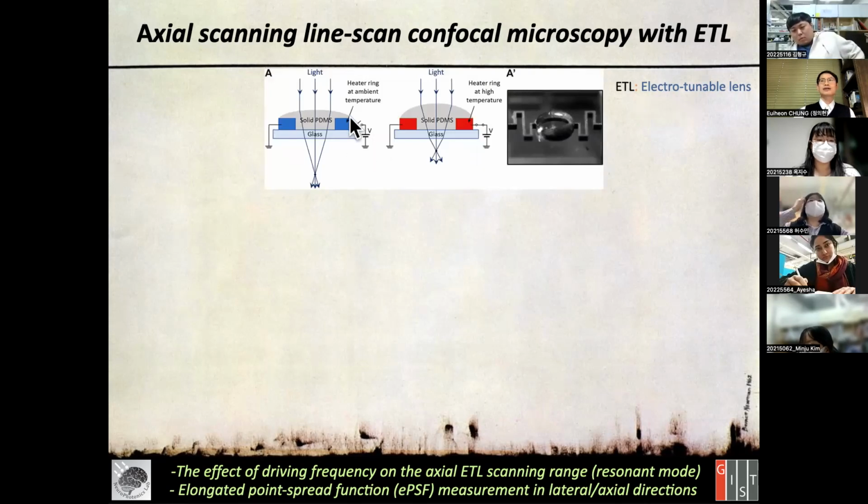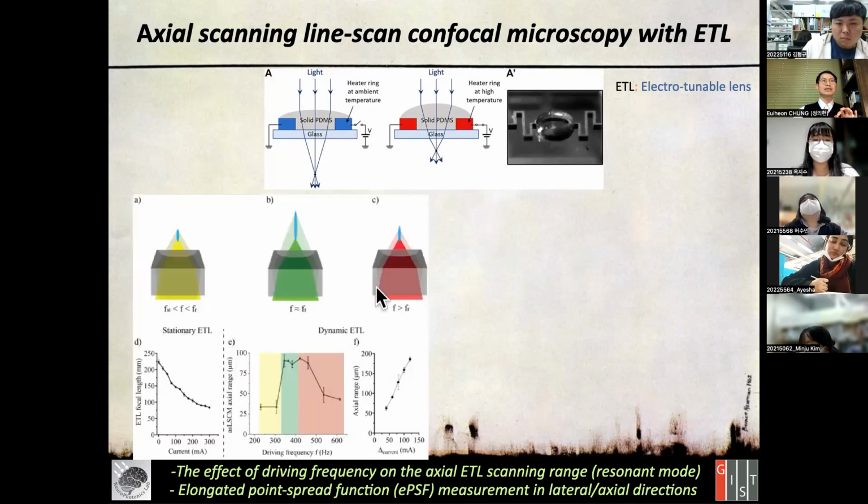So what is ETL? This is a lens, but by use of electrical activation, the focal length of the ETL can change. What that means is without physically moving this lens up and down, you can control the focus of this lens electrically and relatively fast. So as a basic study, we used this ETL, or electrotunable lens, by driving a current. For example, when you drive current, the focal length changes.